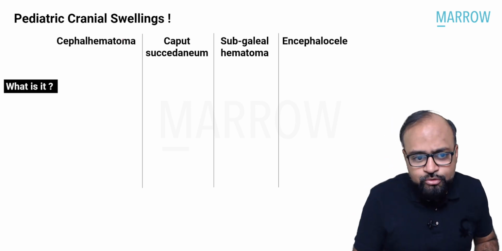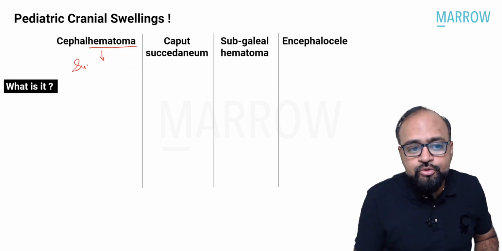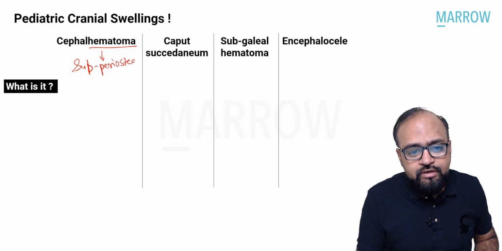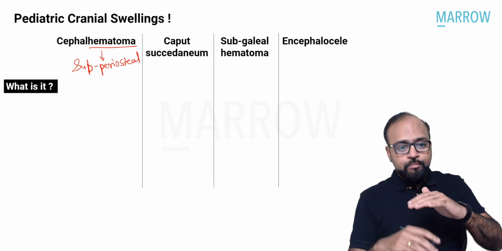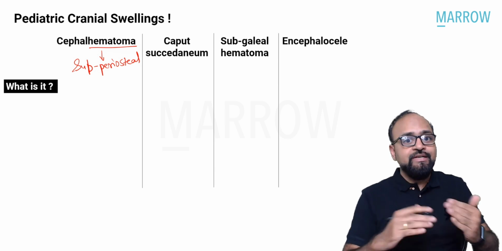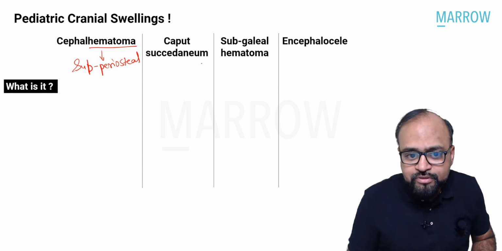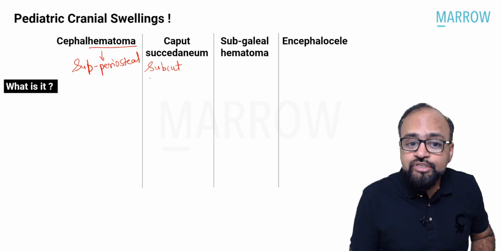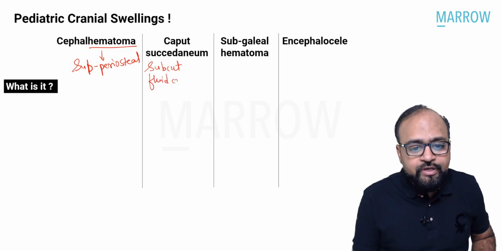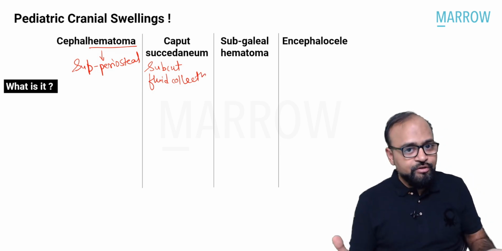So what is a cephalohematoma? It is a hematoma. But where is the hematoma? It is just below the periosteum. So it is a subperiosteal hematoma. So it is under the periosteum, above the skull bone. Because it is under the periosteum and periosteum ends at the cranial sutures, cephalohematomas are limited by suture lines. What is caput succedaneum? It is nothing but subcutaneous serosanguinous fluid collections. Where is it located? It is in the subcutaneous space. It is clear serosanguinous fluid collection.